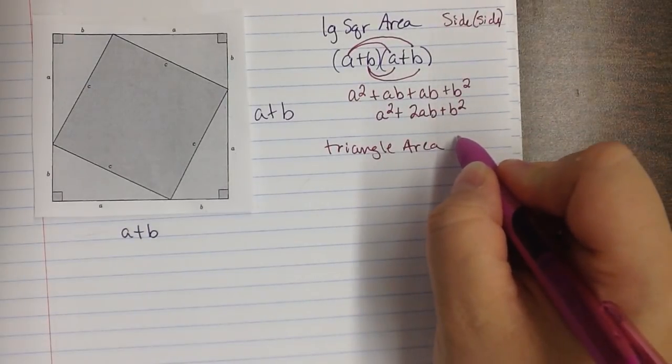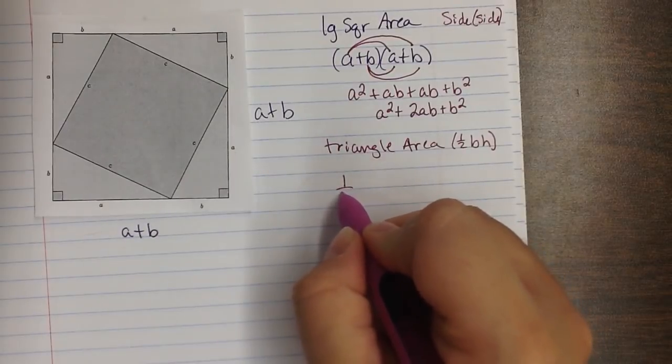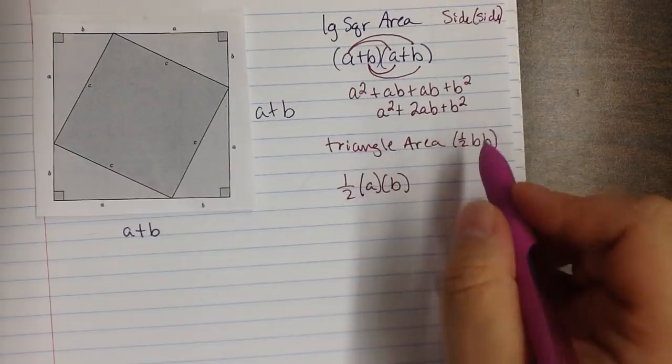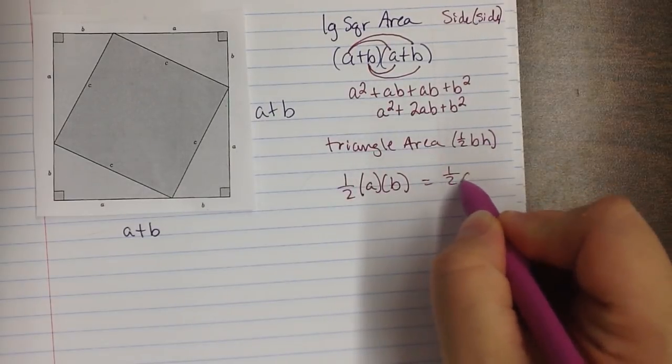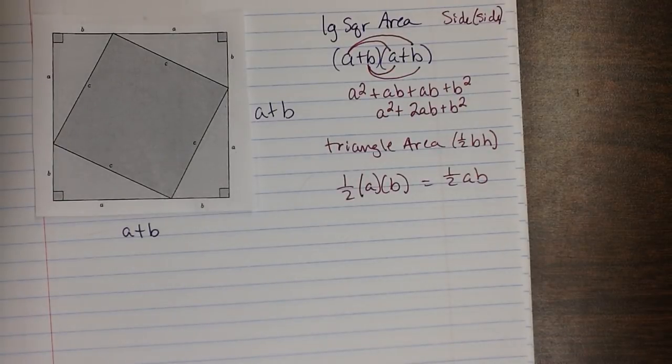This is 1/2 base times height. So 1/2 times A times B. So that equals 1/2 AB.